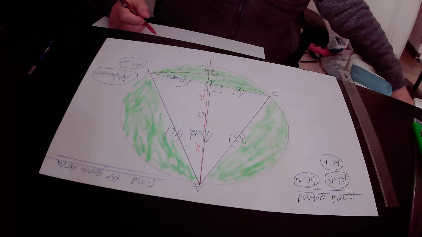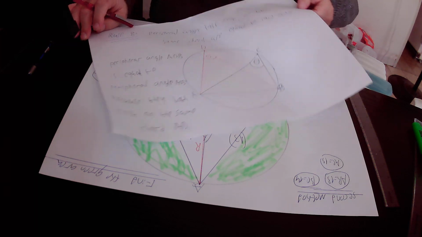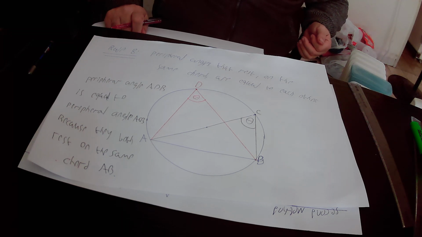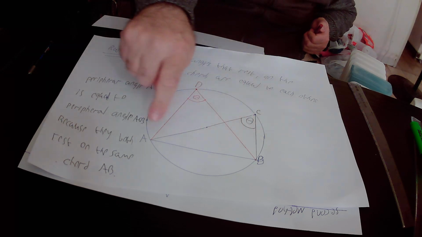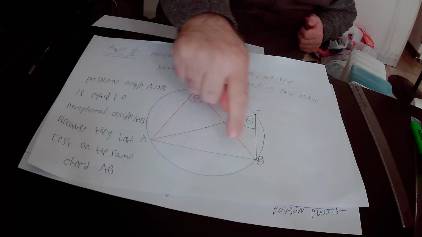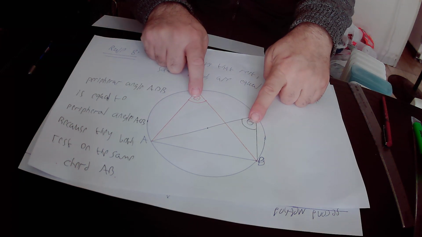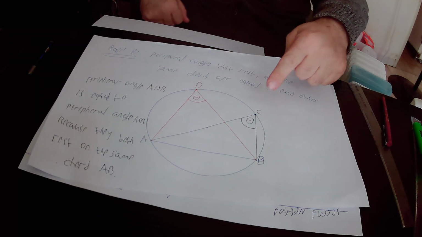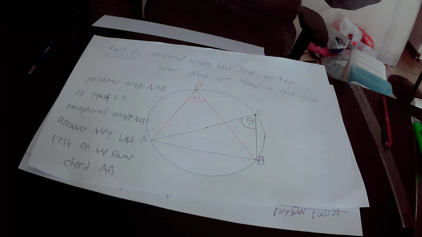In the next step, we implement rule number 8 in our drawing. According to rule number 8, peripheral angles that rest on the same chord are equal to each other. So, in the drawing, we have peripheral angle ADB that rests on chord AB, and we also have another peripheral angle ACB that rests on the same chord AB. Because those two peripheral angles both rest on the same chord AB, they must be equal to each other. That is to say, peripheral angle ADB equals peripheral angle ACB. So if peripheral angle ADB equals theta, then peripheral angle ACB must also equal theta.